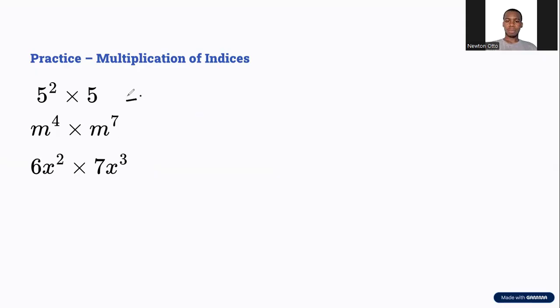Yes, I'm about to solve it now. You know that there's an invisible one here because any number on its own is just raised to power 1. So 2 itself is the same thing as 2 raised to power 1. 3 itself is the same thing as 3 raised to power 1. 4 on its own is the same thing as 4 raised to power 1. And any number raised to power 1 is that same number. So since they have the same base, using the multiplication of indices law, we do what? 2 plus 1, which is 3, so 5 raised to power 3, which is 5 times 5 times 5. And that should give us what? 125. Let's attempt the second question.